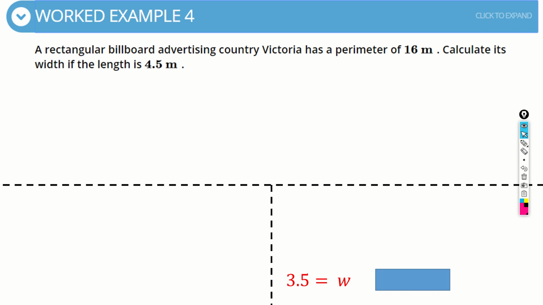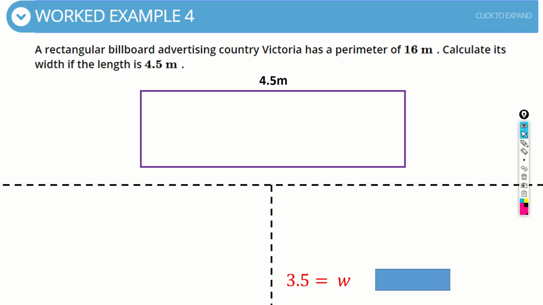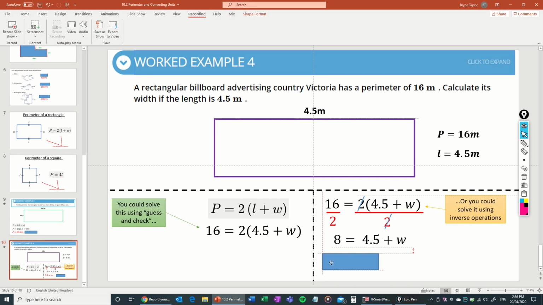Okay, last one. We've got a rectangular billboard. Has a perimeter of 16 meters. Calculate its width if the length is 4.5 meters. So we know it's a rectangle. It's 4.5 meters long. And we know what the perimeter is. So the part that we're missing is actually the width, this part along here, right? But we know that altogether the perimeter is 16 meters. I'm giving away the answers again.